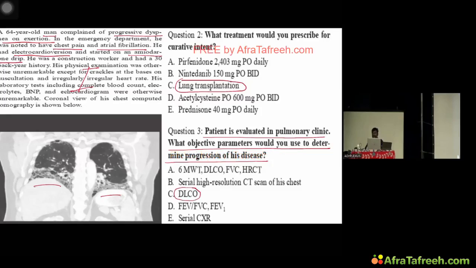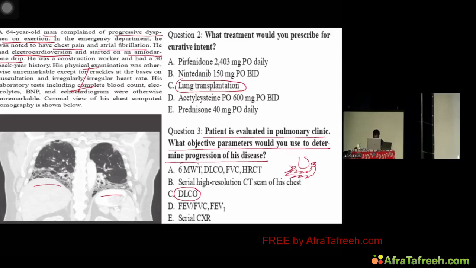This DLCO. So DLCO is objective because you are giving and the patient is expiring out. So whatever is coming out, you are going to measure, so it is going to be direct information. Initially, the patient had mild fibrosis, so the patient had a DLCO of around 50%. As the disease progressed, the fibrosis increased. What will happen to the DLCO?